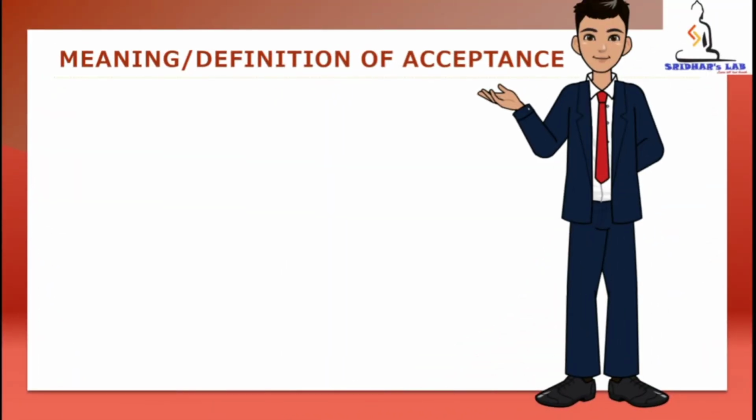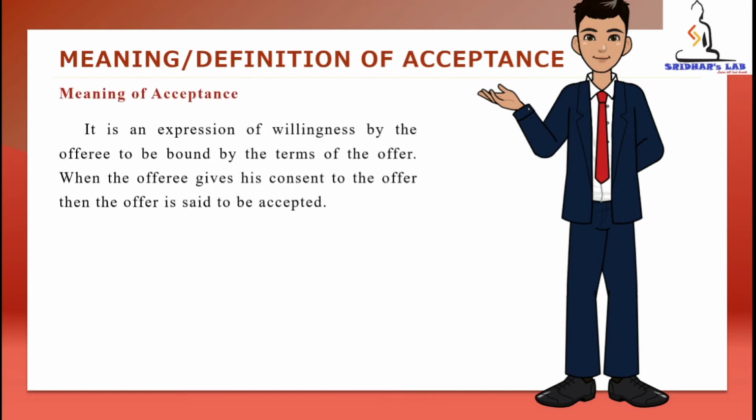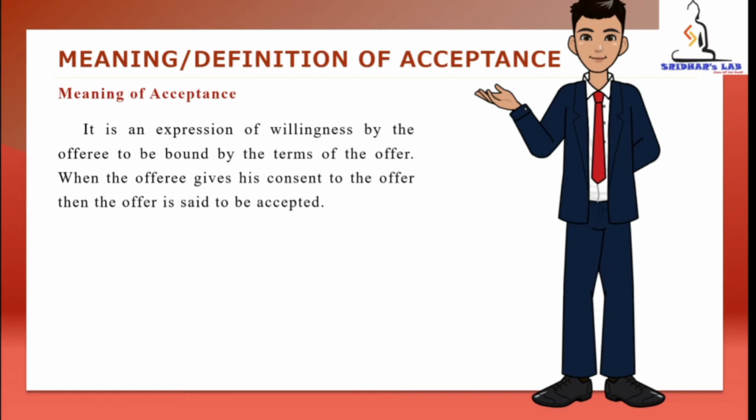Meaning and definition of acceptance. Acceptance is an expression of willingness by the offeree to be bound by the terms of the offer. When the offeree gives his consent to the offer, then the offer is said to be accepted. As discussed in the previous example, Mr. A has offered to sell his building to Mr. B for rupees 1 lakh.